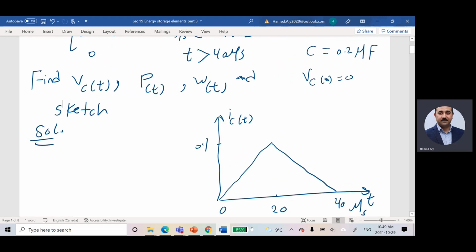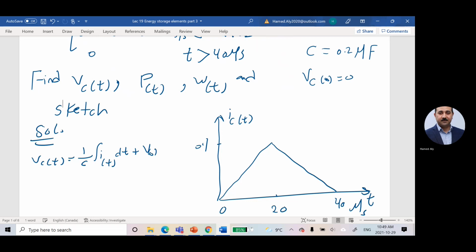So for finding VC of t, the equation for VC of t is equal to 1 over C integral of I of t dt plus the initial voltage, or V of 0. It is VC of 0, but for simplicity, I wrote it V of 0. So he would like you to calculate VC of t at any time t. You told me that VC of 0 is equal to 0, so I will put VC of 0 is equal to 0. But he asked me to find the integral of I dt.